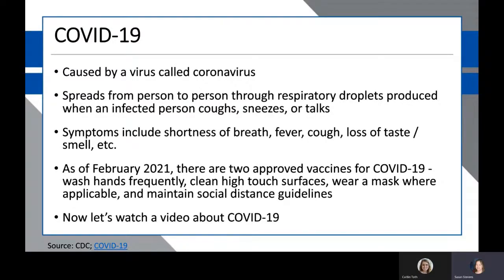COVID-19. This is caused by a virus called the coronavirus. It spreads from person to person through respiratory droplets produced when an infected person coughs, sneezes, or talks. Symptoms include shortness of breath, fever, cough, and loss of taste or smell. You can also have body aches. As of February 2021, there are 2 approved vaccinations for COVID-19. Remember to wash your hands frequently, clean highly touched surfaces, wear a mask where applicable, and maintain social distance guidelines. Now let's watch a video about COVID-19.